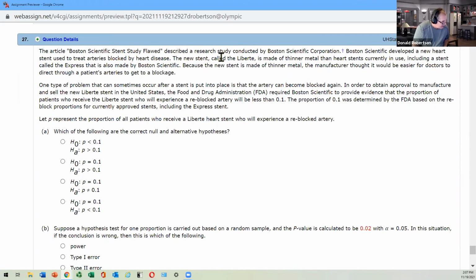The new stent is called Liberty. Was made of thinner metal. Oh, I didn't know they were metal. I thought they were just kind of hard plastic. Anybody in the medical field, is that true? These things are metal?